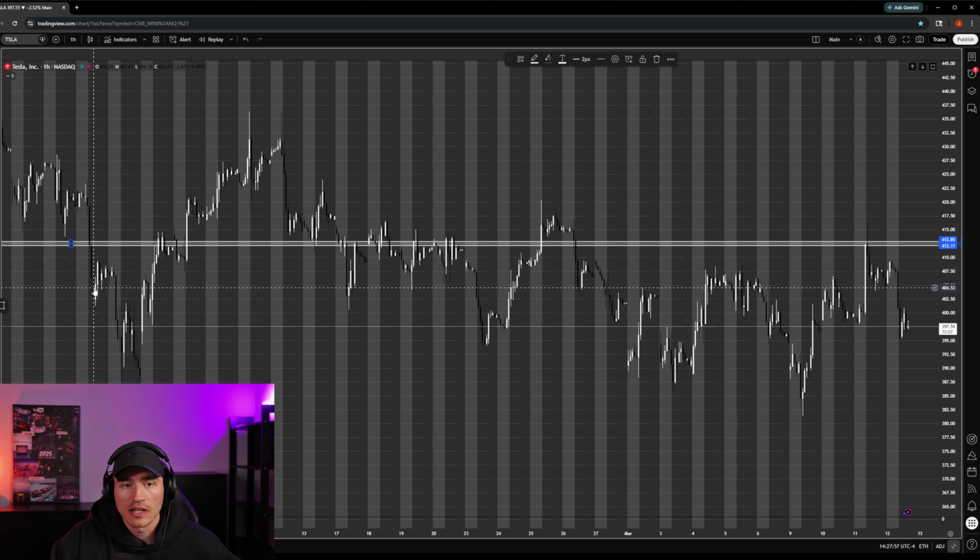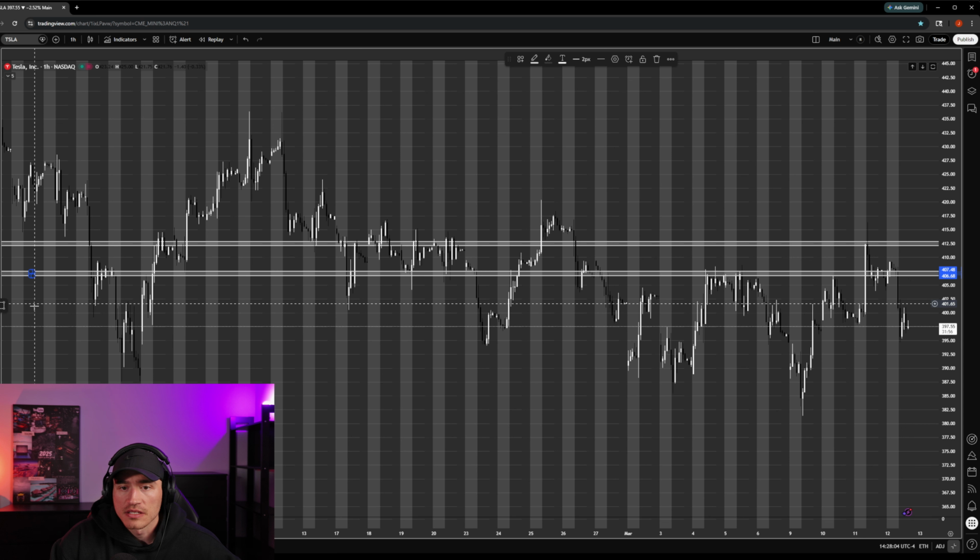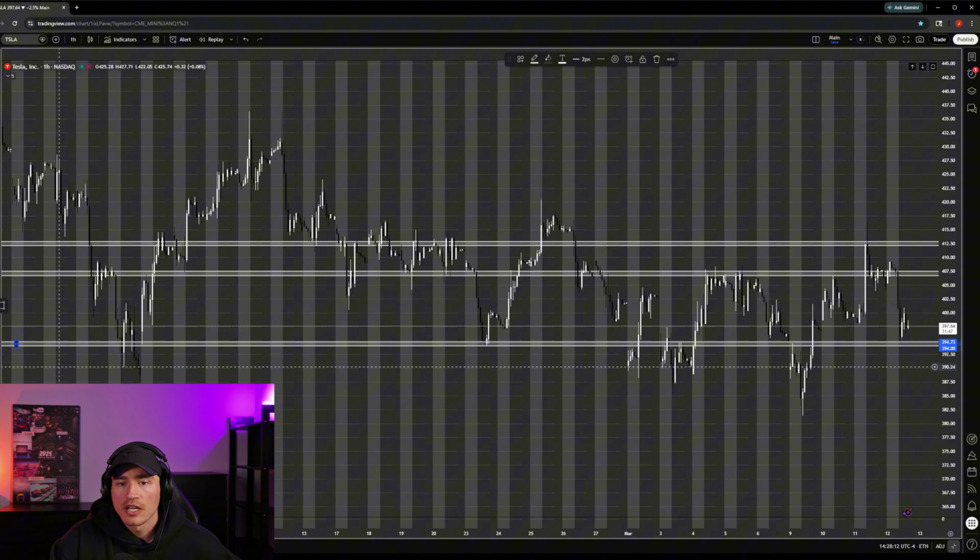If we look over at Tesla, we can see right around that 412.50 is a key level of resistance. We also have a pretty significant level at 408. And then to the downside, we have some support right around that 393 area. So these are some key levels that I'll be watching.